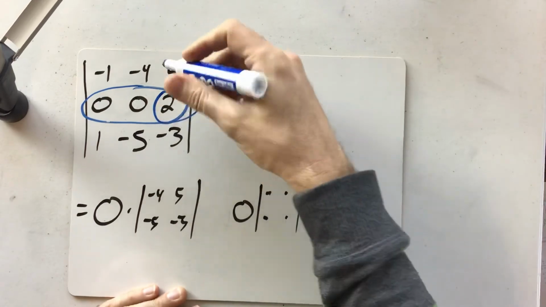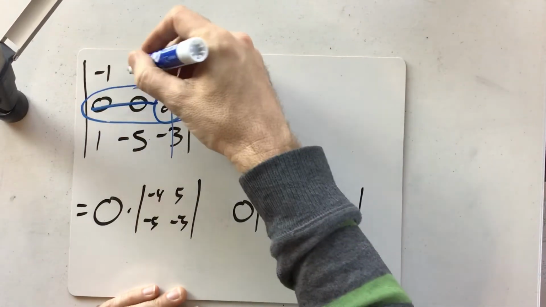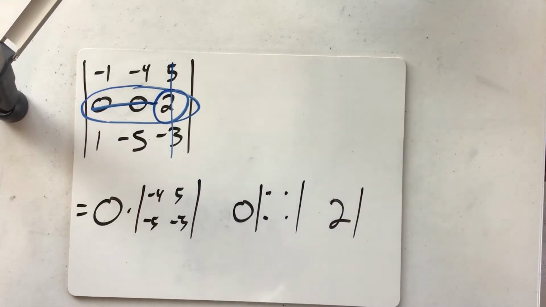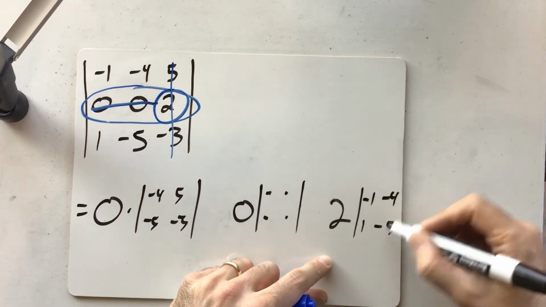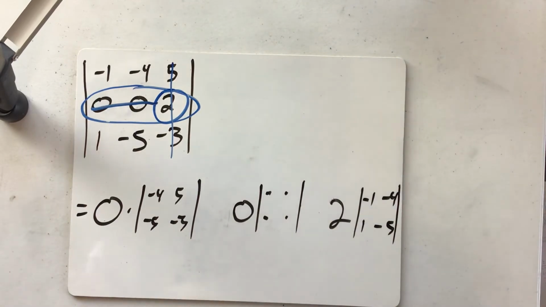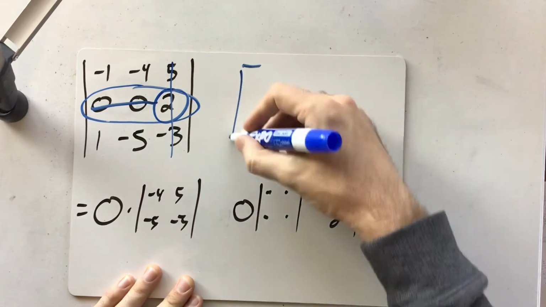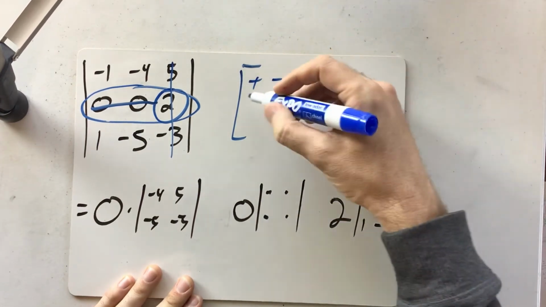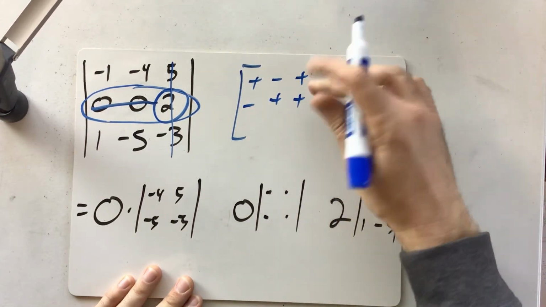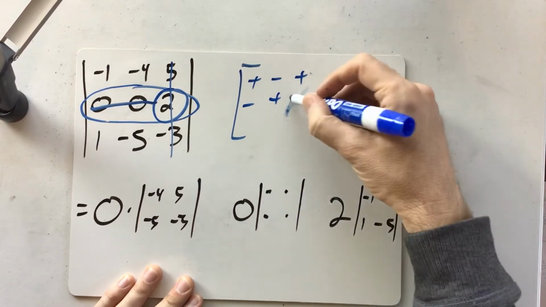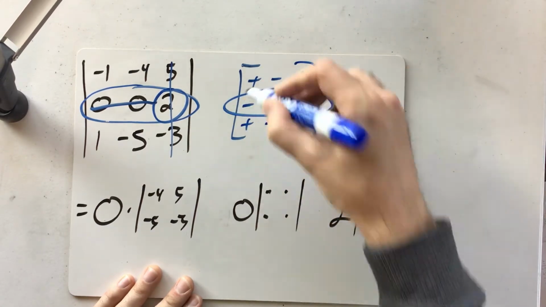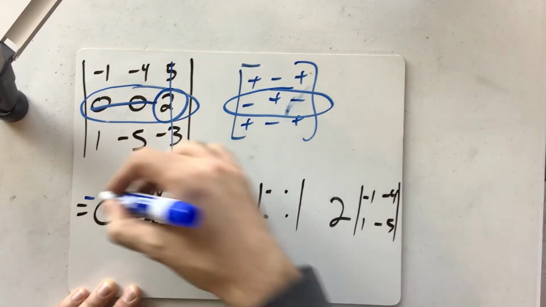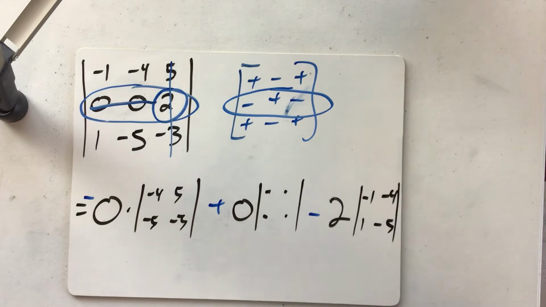So if I take this 2, then that wipes out that row and that column, and I'm left with what's left over, and I've got negative 1, negative 4, 1, negative 5. And now I just have to ask myself the question, and the question is how did the plus and minus signs go? And so let's draw that plus and minus checkerboard again. Uh-oh, that's not a checkerboard. Let's draw the plus and minus checkerboard. We're doing that second row, so I'm going to do minus, plus, and minus.